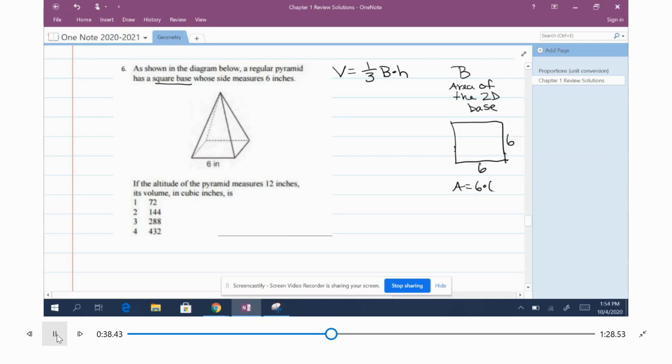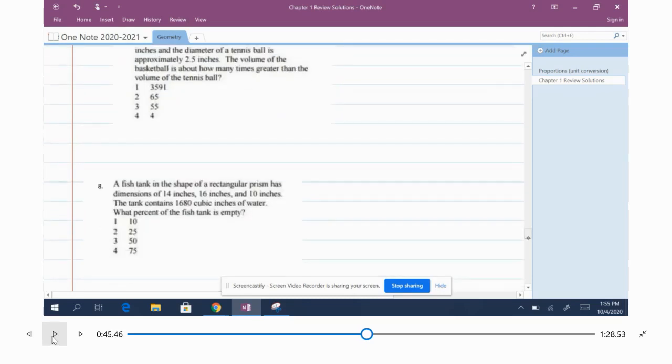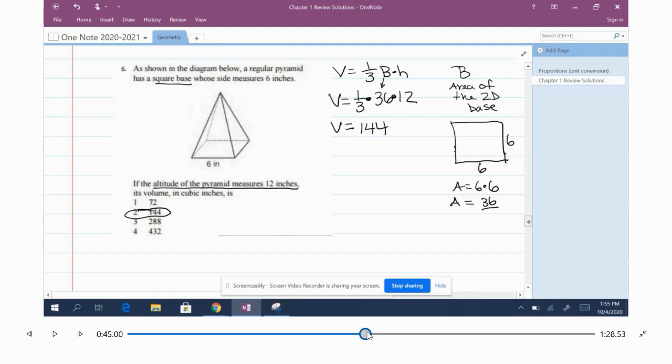Probably the most popular question or mistake is putting 6 right there instead of a 36. Remember, it's the area of the base when you look at that capital B in a volume formula. The capital B is a 2D base, not just a distance across. Now, of course, if you look at the choices they give us after we solve the problem, I'm sure one of them is a choice that would have 6 here.